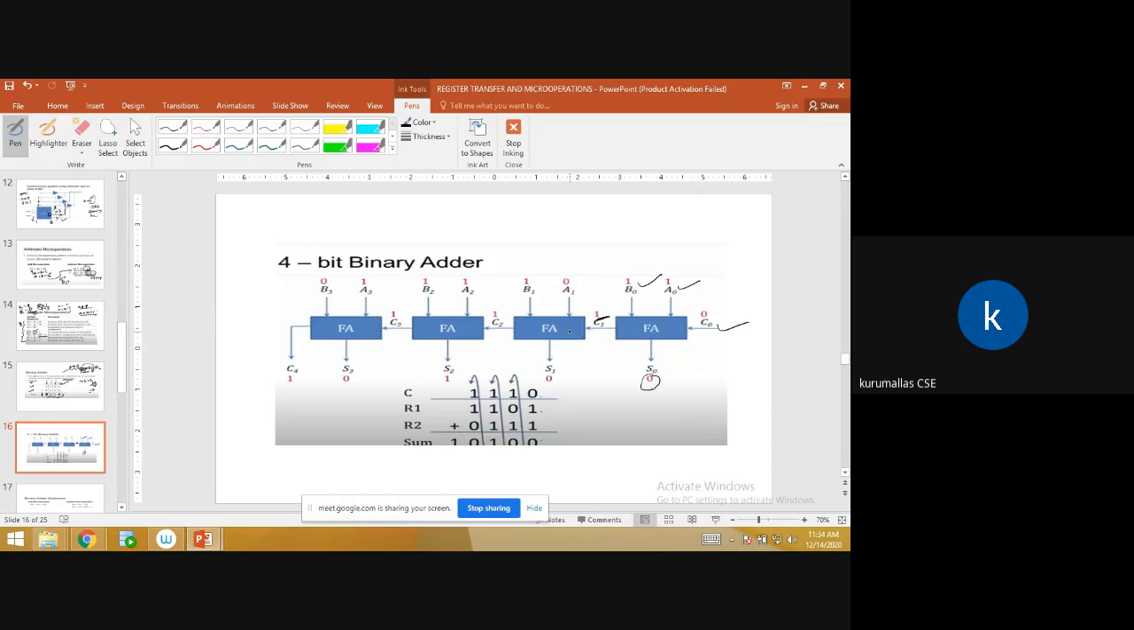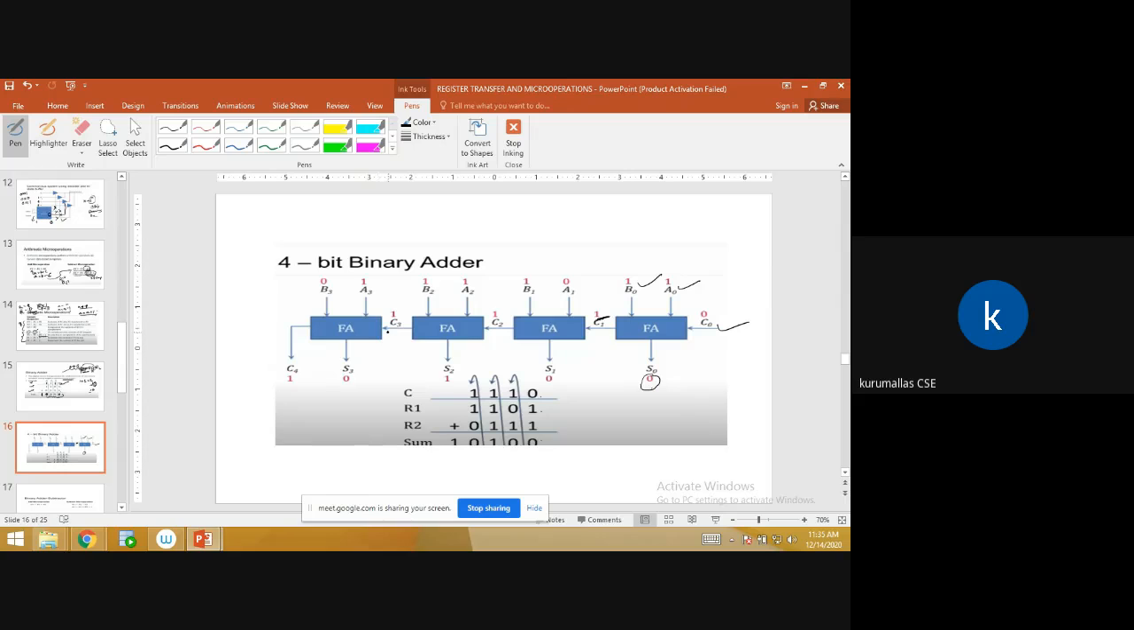What is a 4-bit binary adder? The definition of the 4-bit binary adder is the collection of full adders. All these are different full adders, all collected, right? The collection of full adders which are connected in a cascading manner, means one by one, where the output of one adder is acting as an input to the second adder. For suppose, the second adder's output carry is acting as input to the next one. The third one's output carry is acting as input to the next one, right?